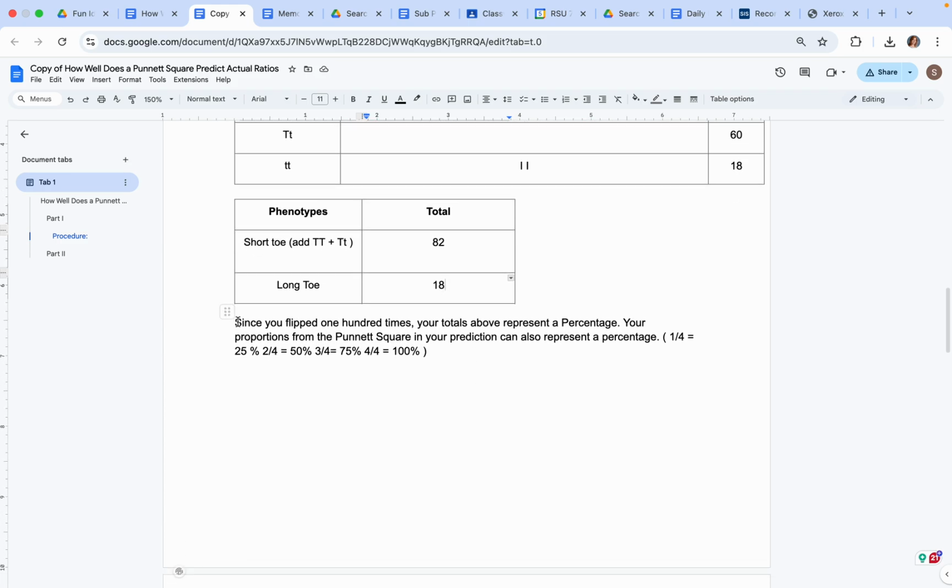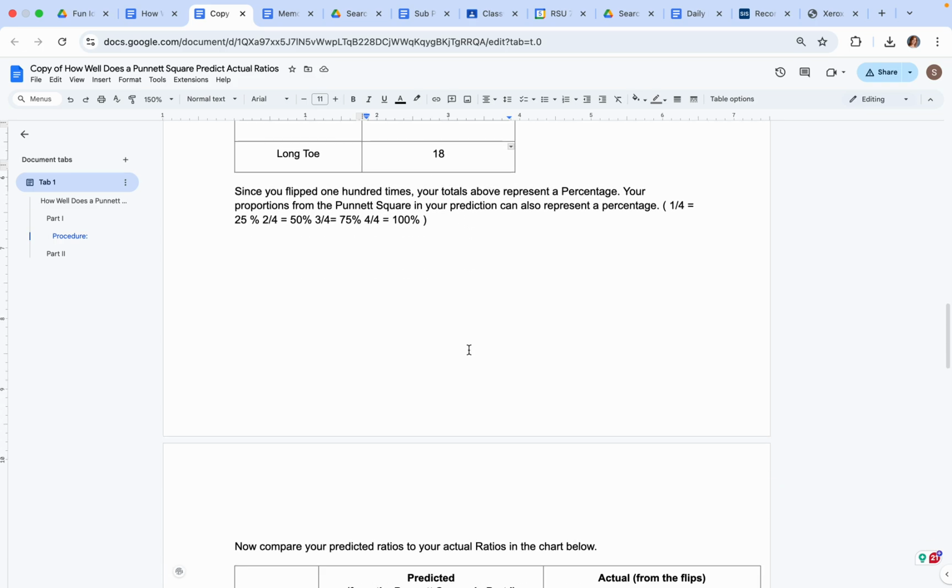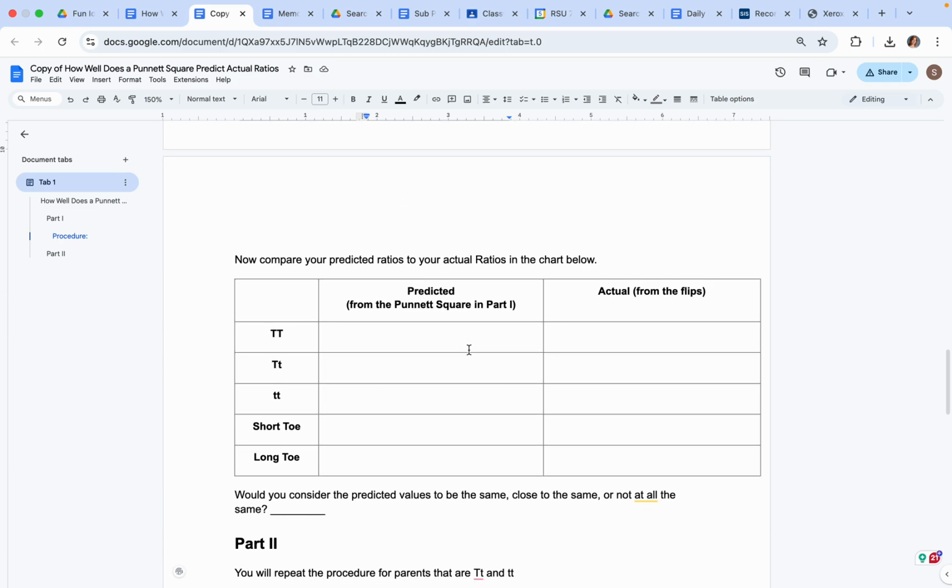Okay, it's right here. It says, since you flipped 100 times, your totals above represent a percentage. Your proportions from the Punnett square in your prediction also represent a percentage, where 1/4 will equal 25%, 2 out of the 4 boxes would be 50%, 3 out of the 4 would be 75%, and 4 out of 4 would be 100. So we're going to compare our predicted results to our actual results.